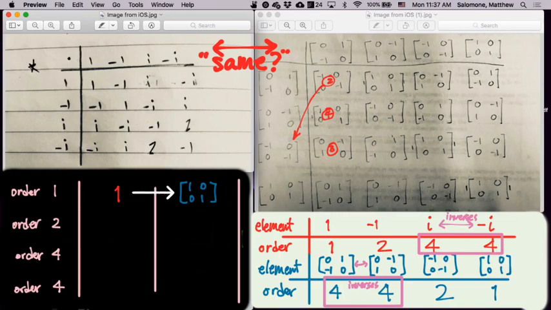Maybe I'll sort of draw it like this. There's the first step in my comparison, that if I match those two elements up, they seem to be behaving in exactly the same way in both groups. Namely, they're both the identity elements in their respective groups. How about the element of order 2?